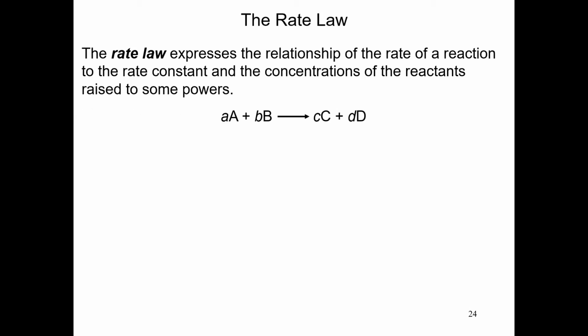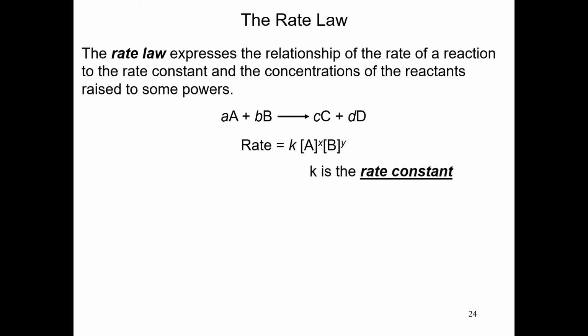For a reaction of the form that we see here, once more, the uppercase letters represent formulas of reactants, A and B, products, C and D, and the lowercase letters a, b, c, d represent the coefficients of the balanced equation. This is what the rate law looks like. Notice the rate equals k times the molarity of A to some power x times the molarity of B to some power y. Notice, it's not the stoichiometric coefficients. x and y may or may not be the same as the stoichiometric coefficients.